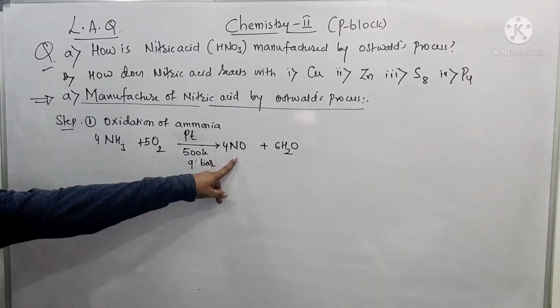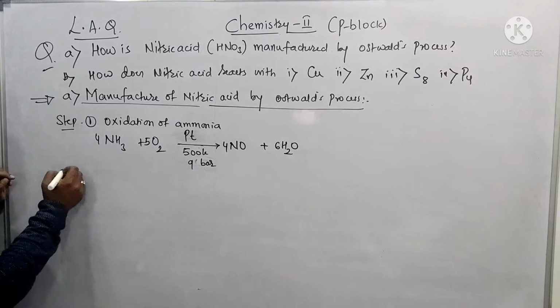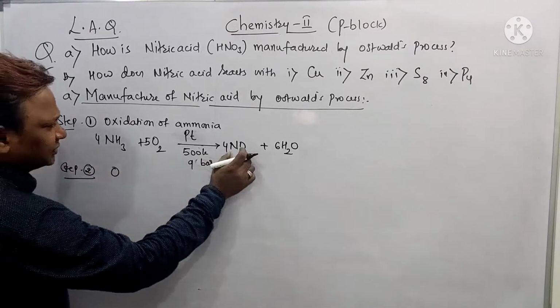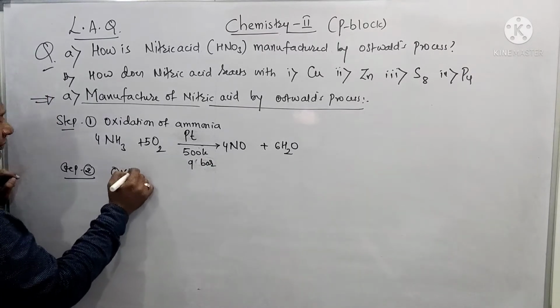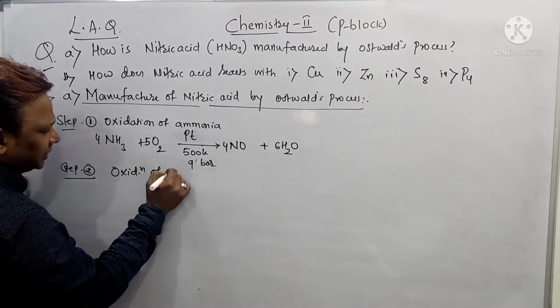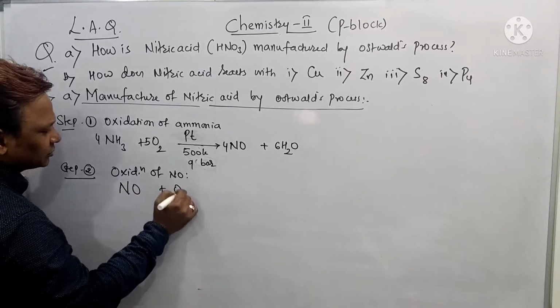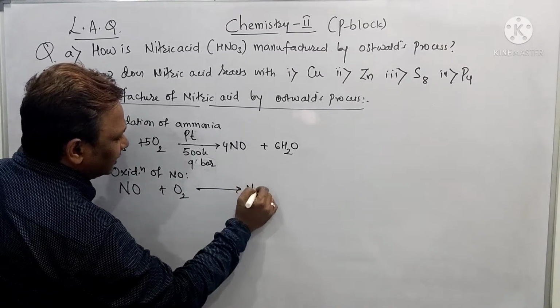We got NO in the first step. Now step number 2: the NO which is obtained, I should do oxidation of NO. This is NO gas, and on oxidation it gives rise to nitrogen dioxide.